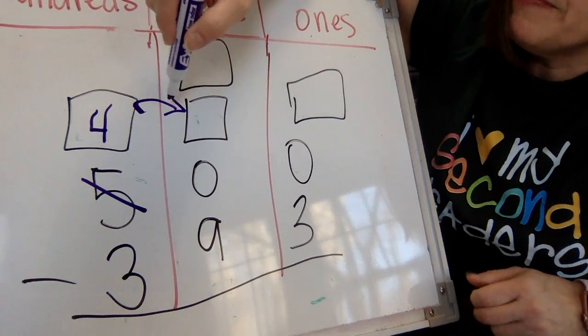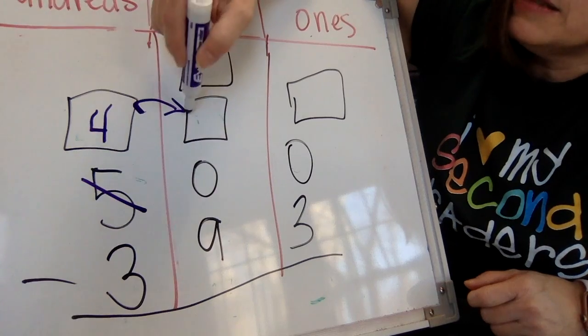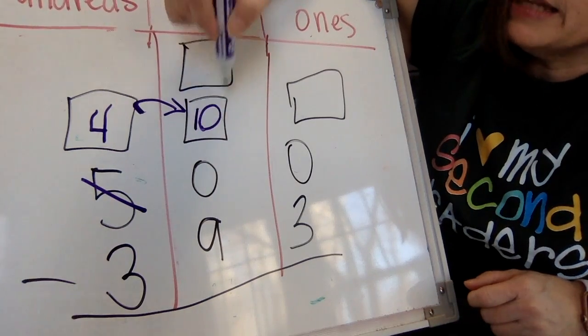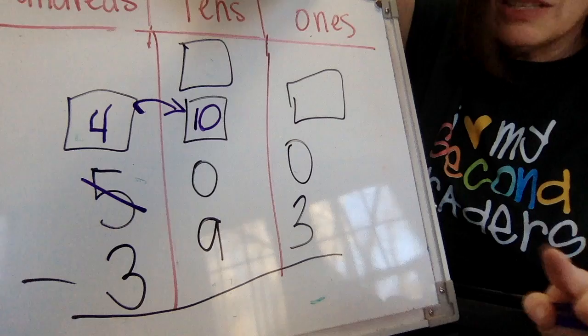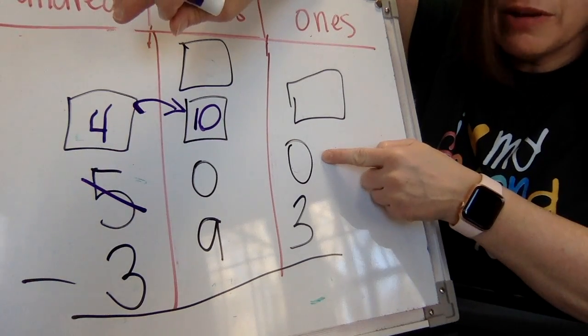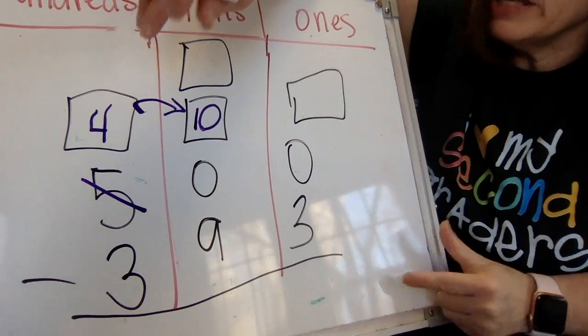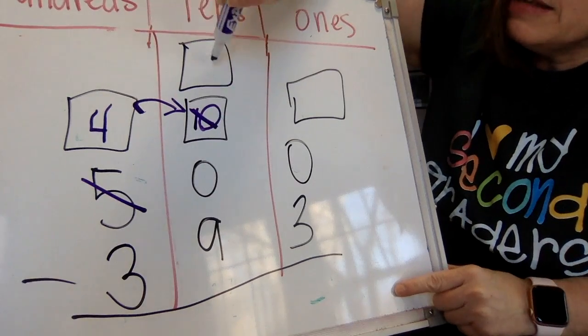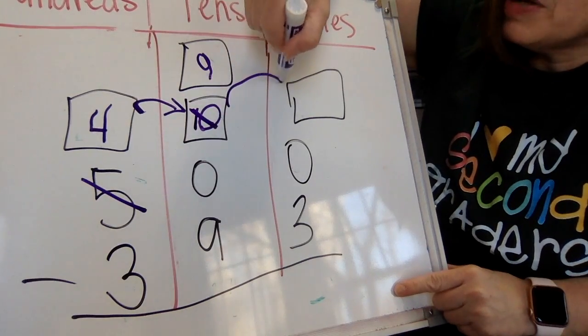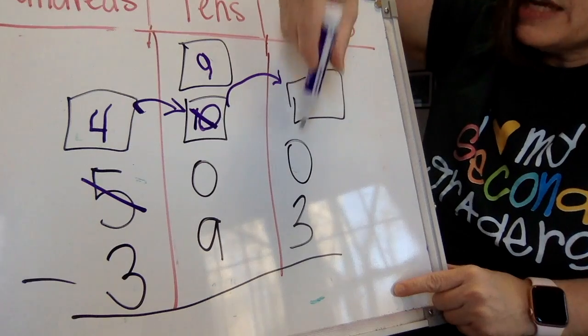So 10 tens plus 0 tens is 10. I still can't start working yet because I haven't brought anything over here. And we always have to start in our ones. So I'm going to cross off that 10, make it a 9. I'm going to bring that 10 over.